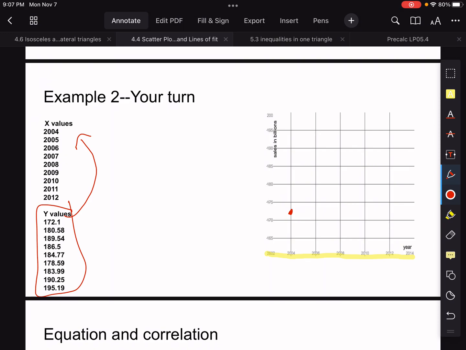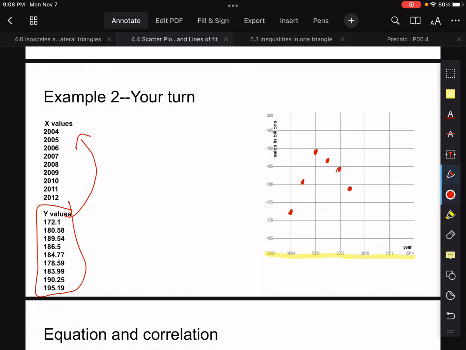2005 is going to be 180.5, which is somewhere in there. Okay, 2006 will be 189.5, so 2006 will be close to 190. And then we have 2007, which would be 186.5. So it came back down here, somewhere in there. And then 2008 would be 184.7 or close to 185. So that would be right in there. And then 2009 is going to be 178.5. So 2009, 178. Whoa, this is interesting data, right?